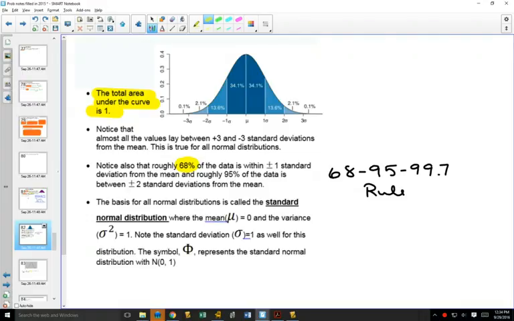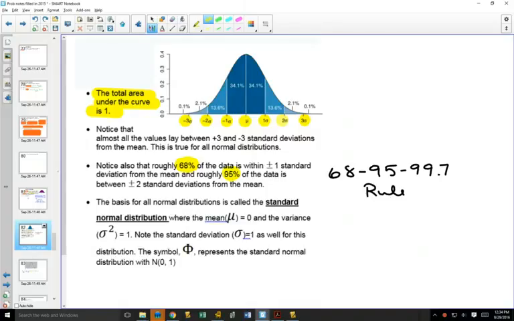And as soon as you go 2 standard deviations, so we have our mean here, and we move up standard deviations this way and down standard deviations this way, as soon as you go 2 standard deviations away from the mean, that would be roughly 95% of the data.